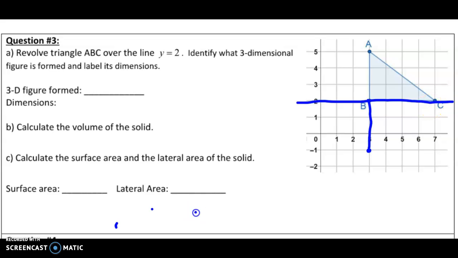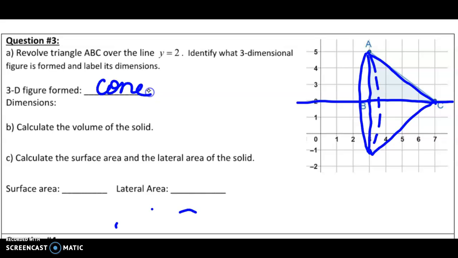If you were looking at this three-dimensional shape straight on, it would just look like a triangle. But to make it look 3D, I'm just going to make the base look like it's a circle, so I put a little oval in. Okay, so this is a cone that is on its side.